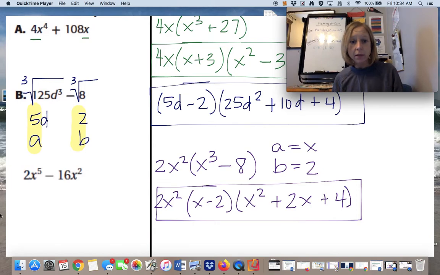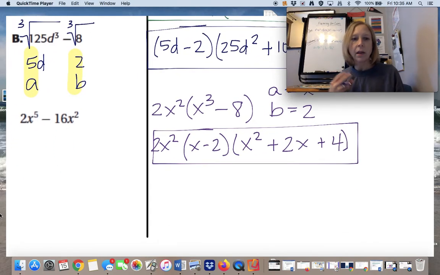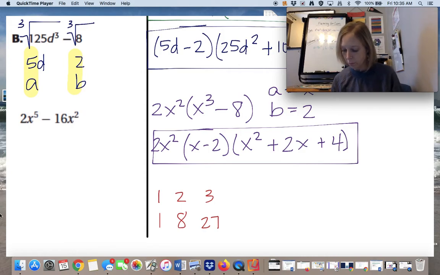My advice to you is to always write down what a and b are, just like I did in the examples. Additionally, if I'm rattling off some cube roots and that's not as quick for you, I would make a list. The way you could make your list would be the cube root of 1 is 1, 2 cubed is 8, 3 cubed is 27, 4 times 4 is 16, 16 times 4 is 64, 5 times 5 times 5 is 125.